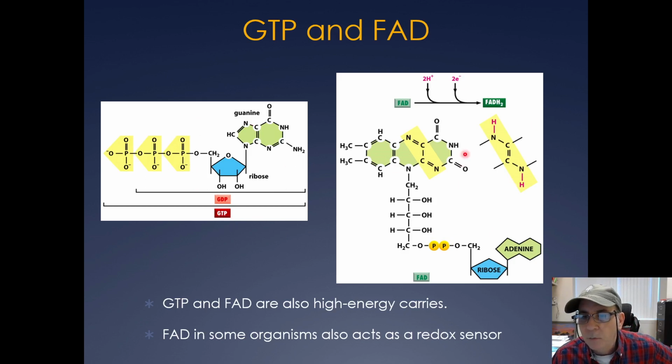FAD is somewhat similar to NAD, and here it is in its oxidized form, and as you add electrons, it gets reduced. Specifically, the electrons get shared across here, and you get the protons added to it. An interesting thing about FAD is that in some organisms it acts as a redox sensor, so it can be used to sense oxidative stress and other things like that.